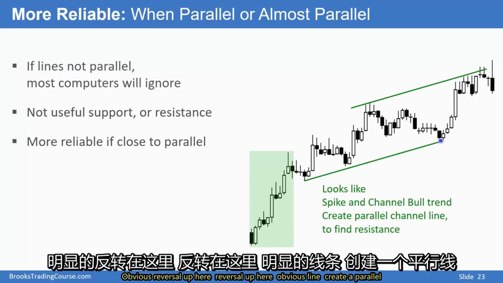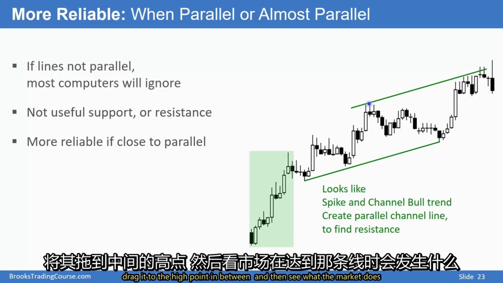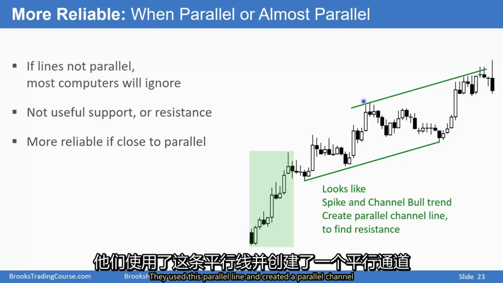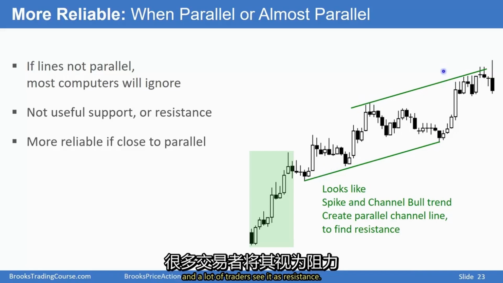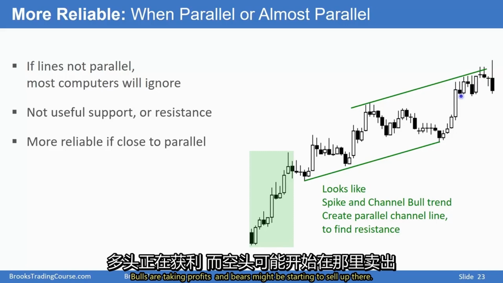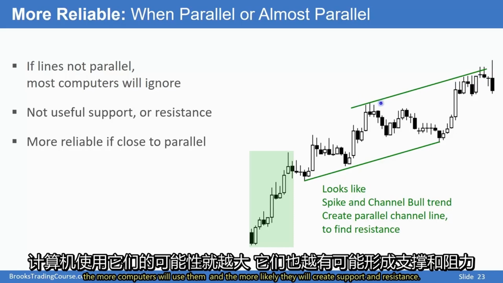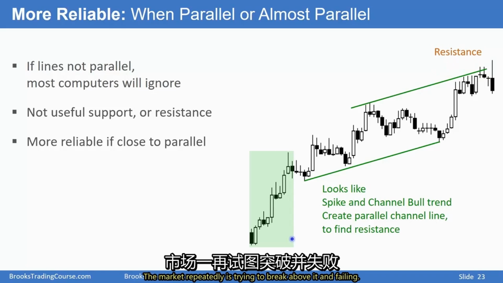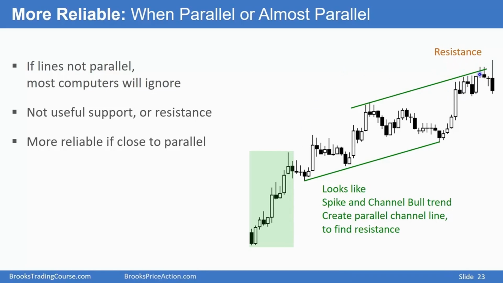Obvious reversal up here, obvious line, create a parallel, drag it to the high point in between, and then see what the market does when it gets up to that line. And you can see a lot of computers did exactly that. They used this parallel line and created a parallel channel, and a lot of traders see it as resistance. Bulls are taking profits, and bears might be starting to sell up there. The closer the lines are to parallel, the more computers will use them, and the more likely they will create support and resistance. Resistance at the top of the channel. The market repeatedly is trying to break above it and failing.